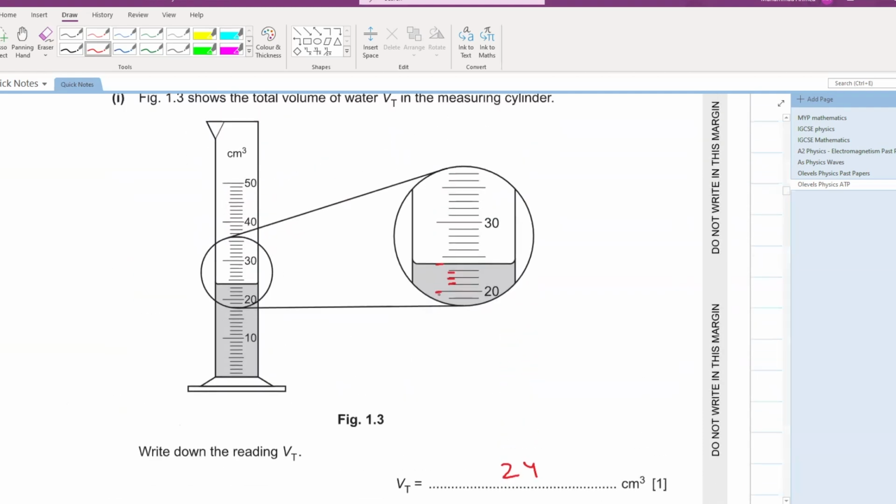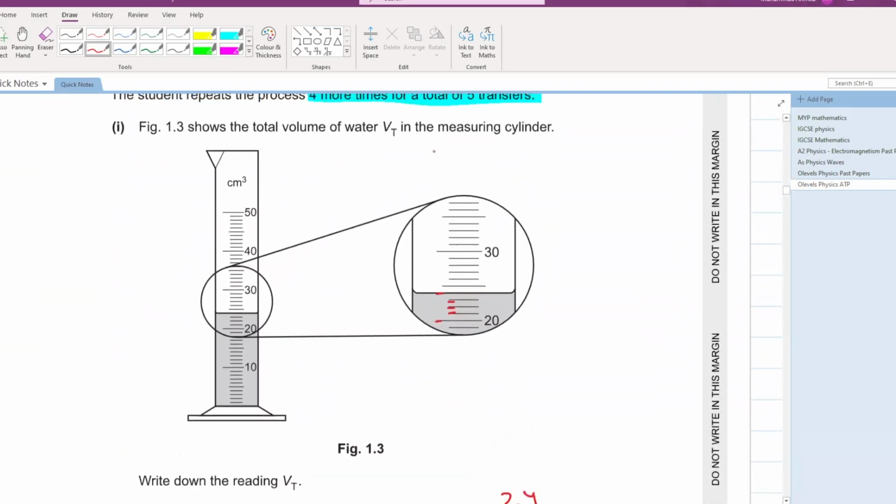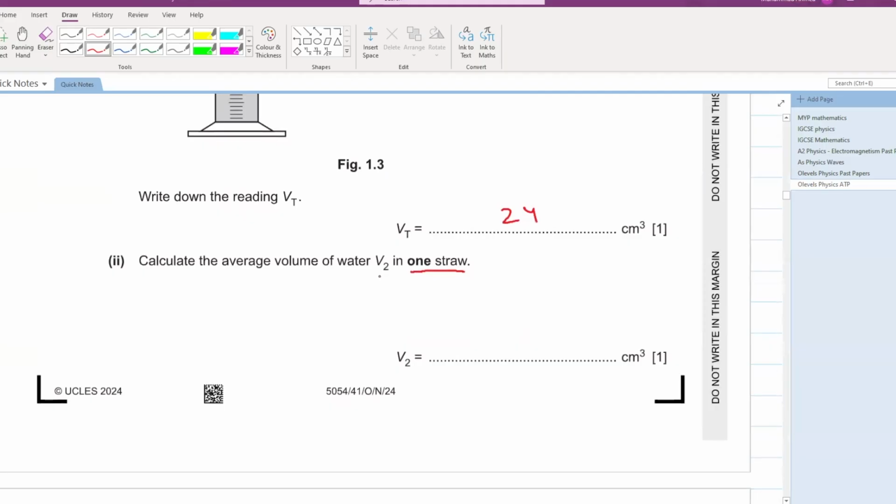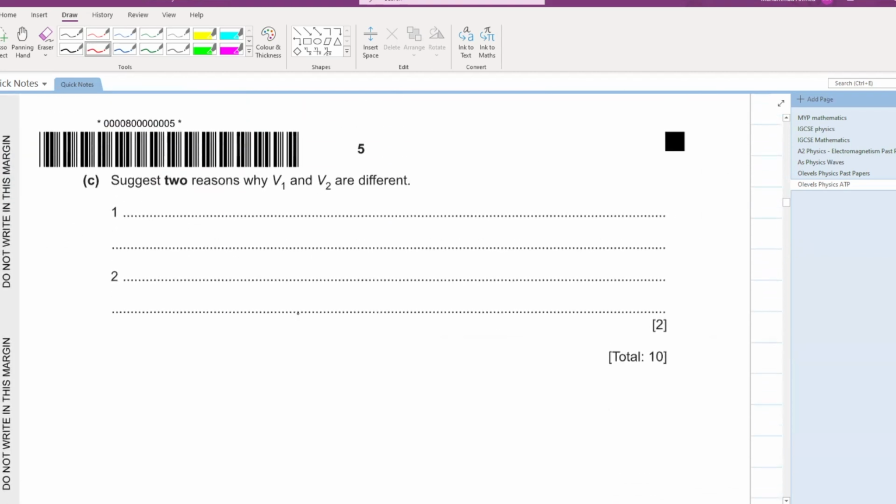Can you realize that this total volume in the measuring cylinder is of what? Of 5 transfers. This total volume that has come is of 5 transfers. How will you calculate the average volume in one straw? 24 divided by 5. This comes out to be 4.8 cm cube. Perfect. Let's further move ahead.